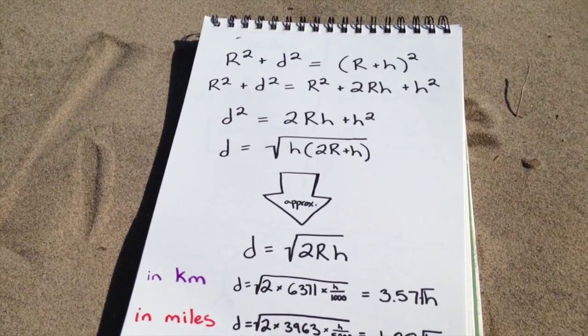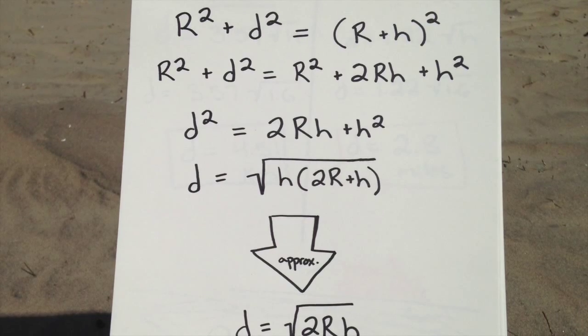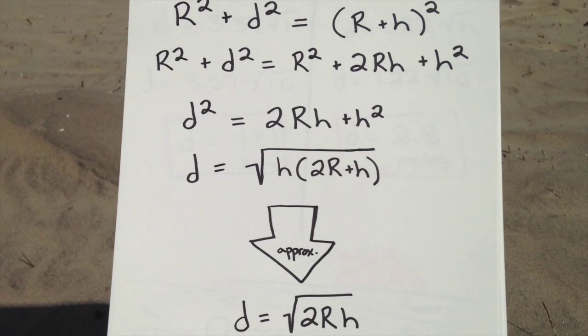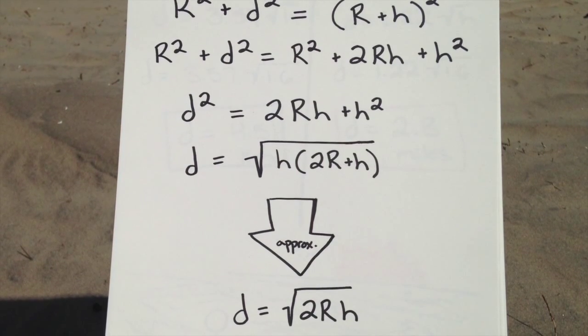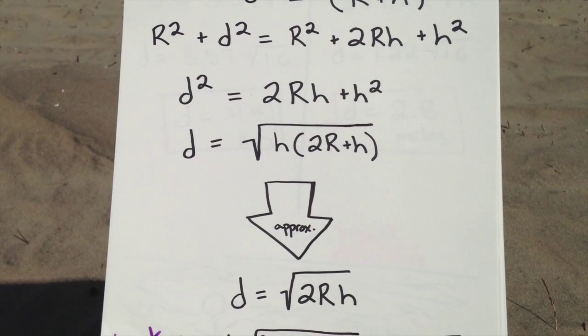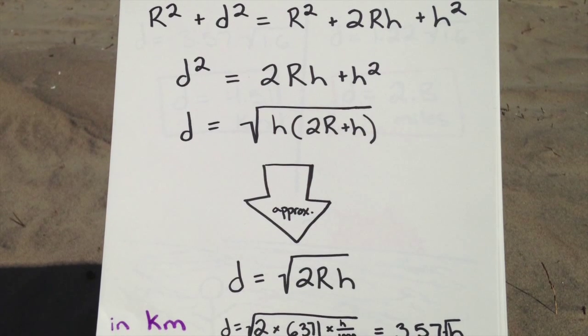You may note that the additional h is dropped from the equation. This is a mere simplification, since the additional few meters is negligible in the scheme of things. So, our formula becomes d equals the square root of 2rh, where r is the Earth's radius, and h is the height of your eye line.